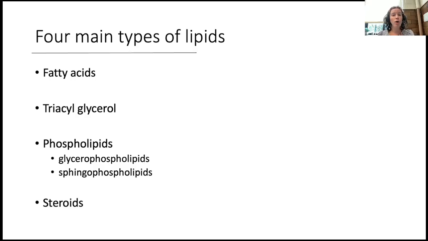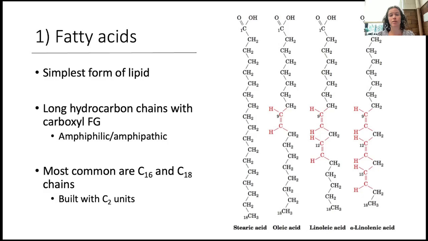There are four main types of lipid that I want to cover today, and I want us to have some type of recognition, just visual recognition for these lipids. There are fatty acids, triacylglycerol or triglycerides, phospholipids, and steroids. So let's start with the first.